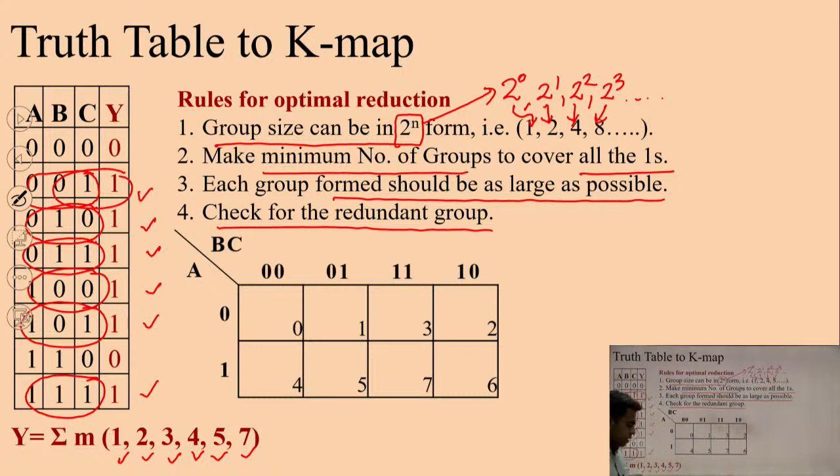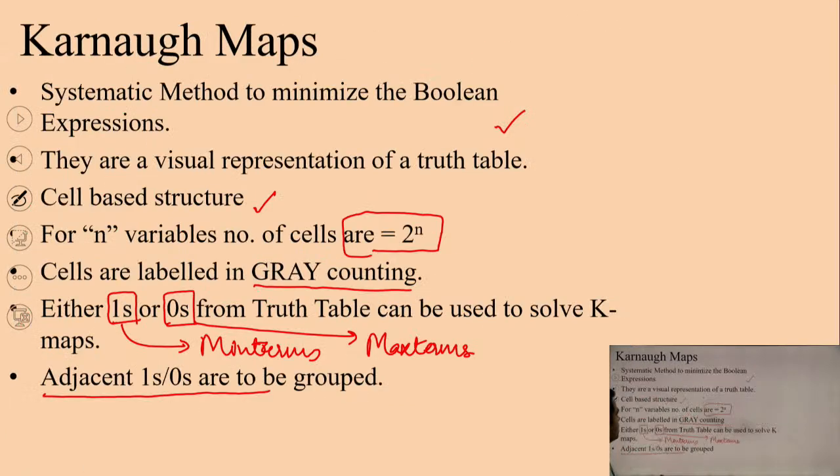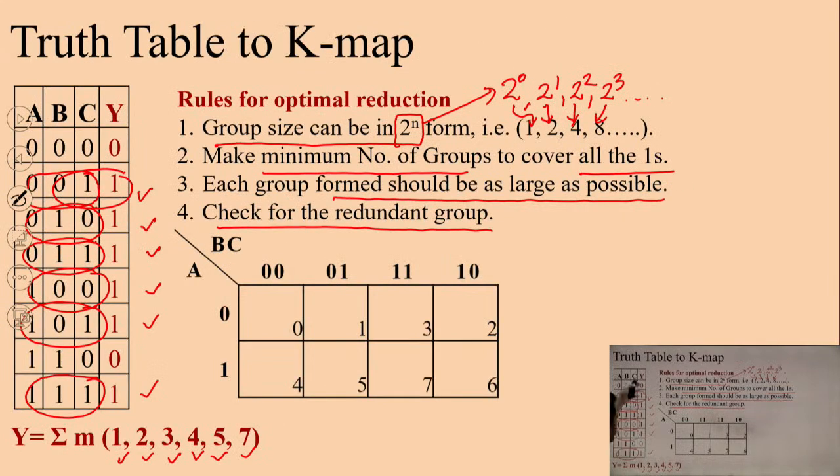As we have shown in the previous slide, they are a visual representation of the truth table. That means the 8 rows of the truth table have to be fitted in the 8 cells of the K-map. So 1, 2, 3, 4, 5 and 7. These are the different entries which have been marked in this K-map.